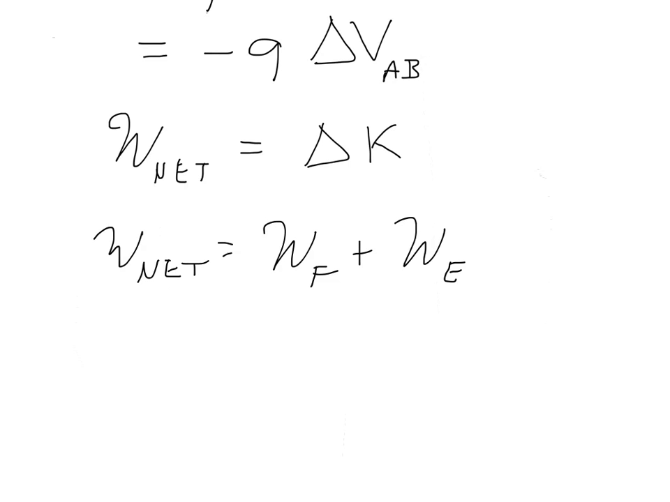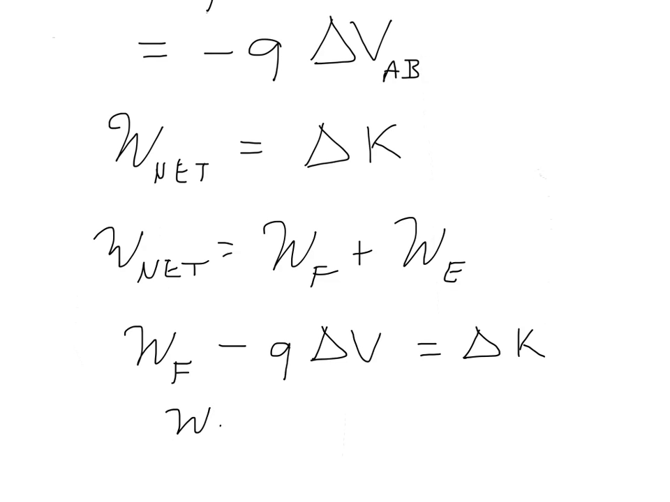And we can set that equal to the change in the kinetic energy, and that leads to the following equation. The external work minus Q times delta V equals delta K. You can also rewrite this in the following way: the net external work equals Q times delta V plus delta K. I've left off the subscripts here. You can put those back just to make that clear.